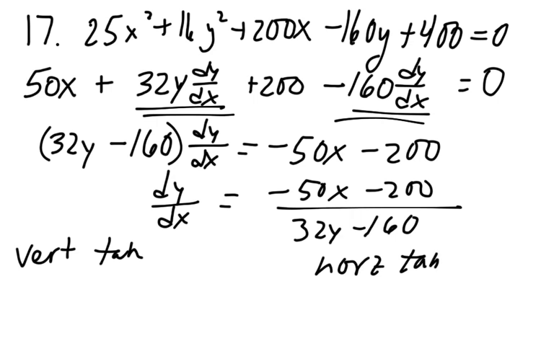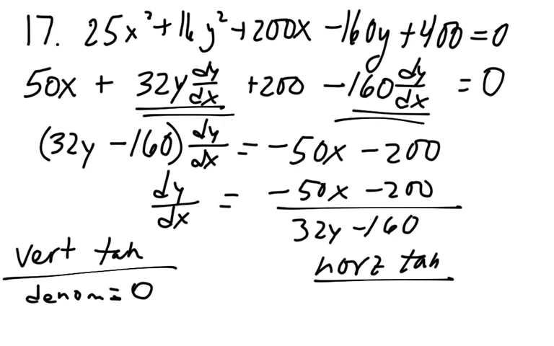Now, vertical tangent and horizontal tangent. What do you know about the slopes? What's the slope of a vertical line? Undefined. Which means that the denominator is equal to 0. What's the slope of a horizontal line? 0. How do you get a slope of 0? When the numerator is equal to 0, the denominator could be anything.